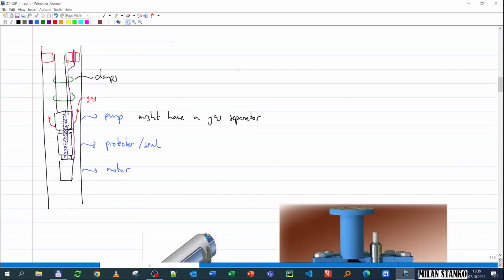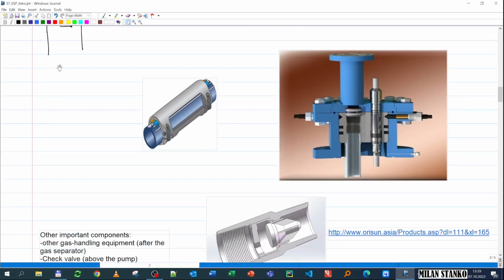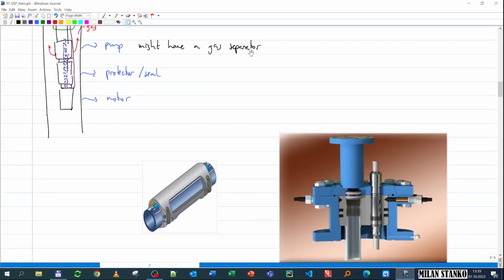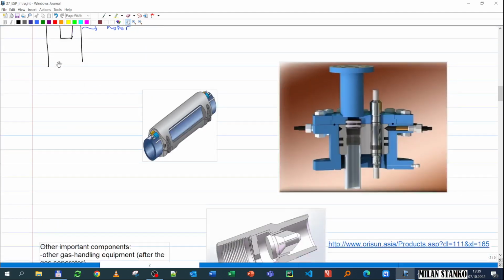To avoid the cable getting hooked into different things when running the pump into the wellbore, you typically use clamps that open, clamp the cable, and keep it close to the tubing. Other important components that I haven't shown here: sometimes after the gas separator you have another unit that can help you either homogenize the gas and send it through the pump, or do a better separation. And downstream of the pump, you typically have two components.